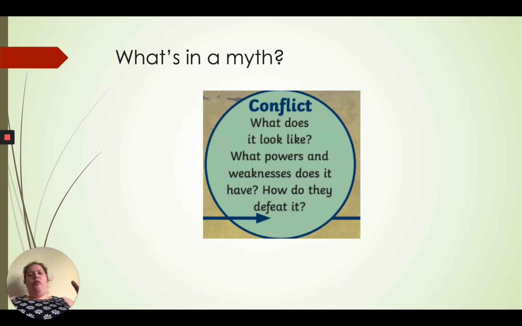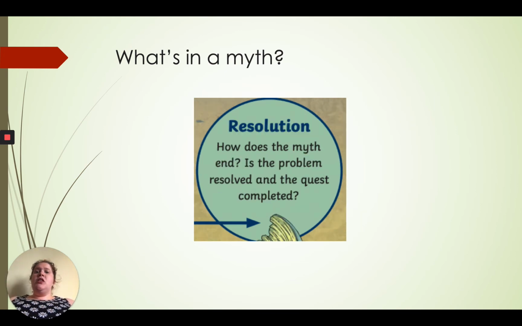There's always a conflict. So what does it look like? What powers and weaknesses does it have? How do they defeat it? So there's something bad that they've got to defeat, like a monster. They're going to have like a fight, aren't they? And then a resolution. How does a myth end? Is the problem resolved and the quest completed? Or does it carry on? Is there another issue? Or does it not have a happy ending?